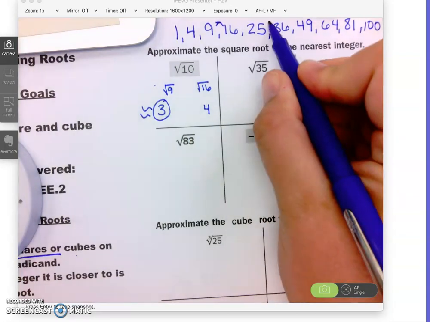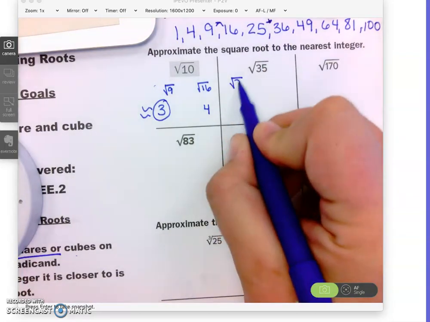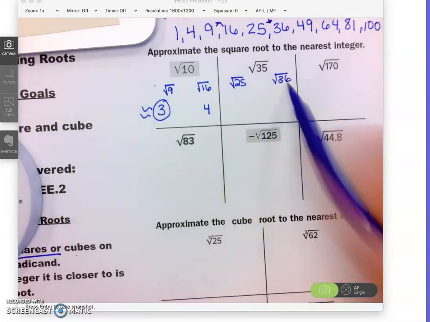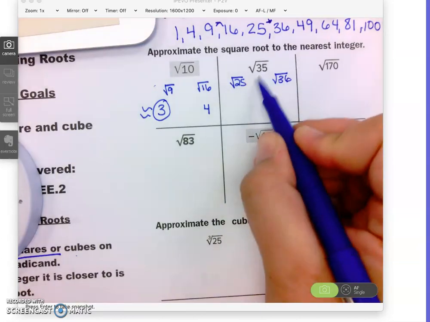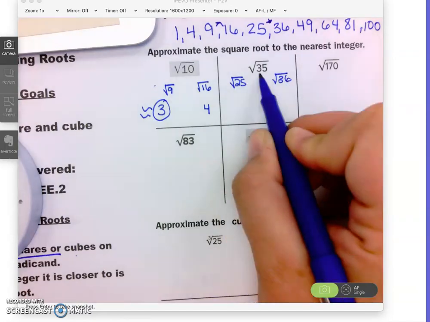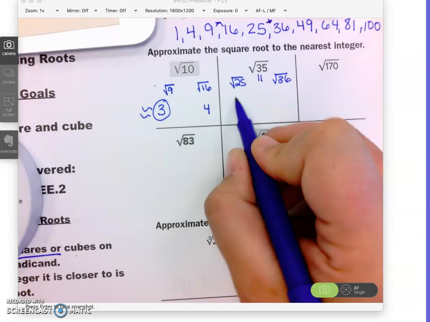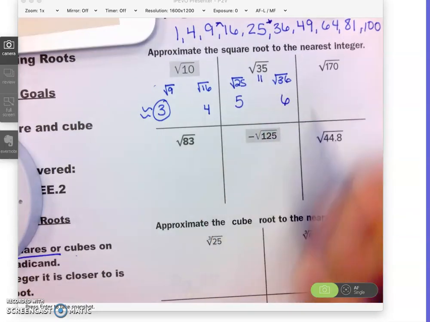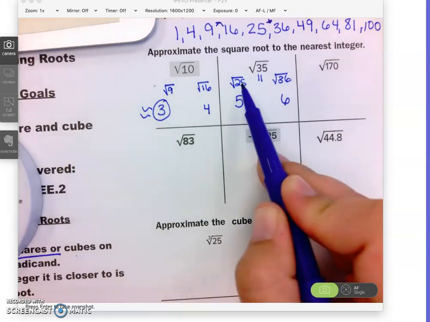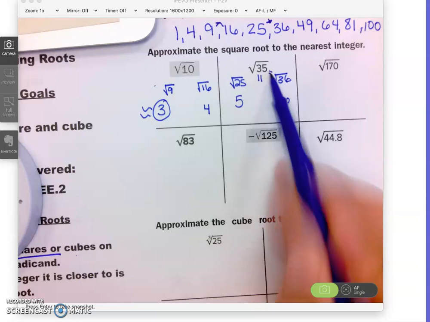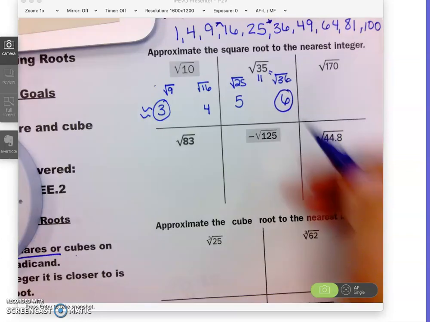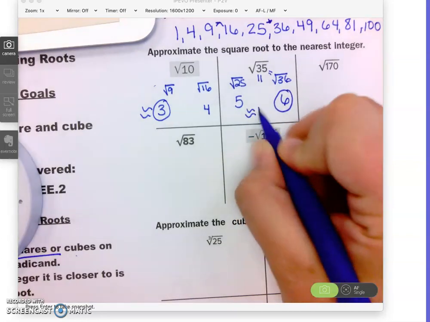Okay, let's do another one. 35 would fit right in between here. So perfect square 25, square root of 25, square root of 36. So because 35 would be between here, the square root would be a number between 5 and 6. Well, is 35 closer to 36 or 25? Well, it's got to be closer to 36 because it's only 1 away. So it's going to be closer to 6. So it's going to be approximately 6.